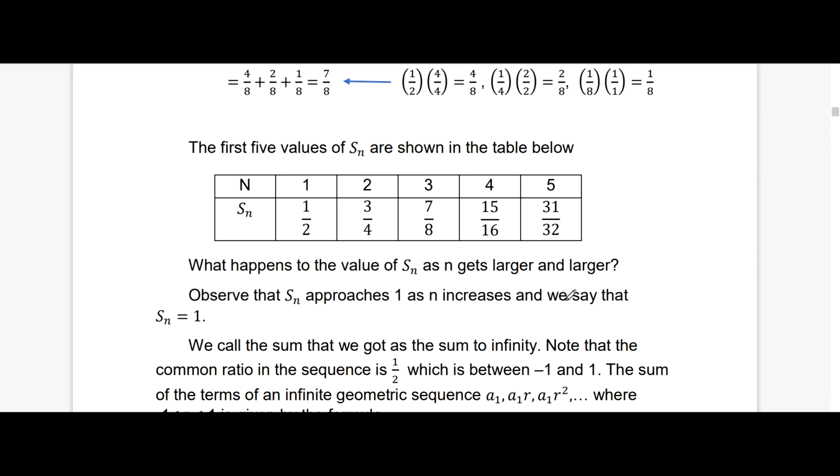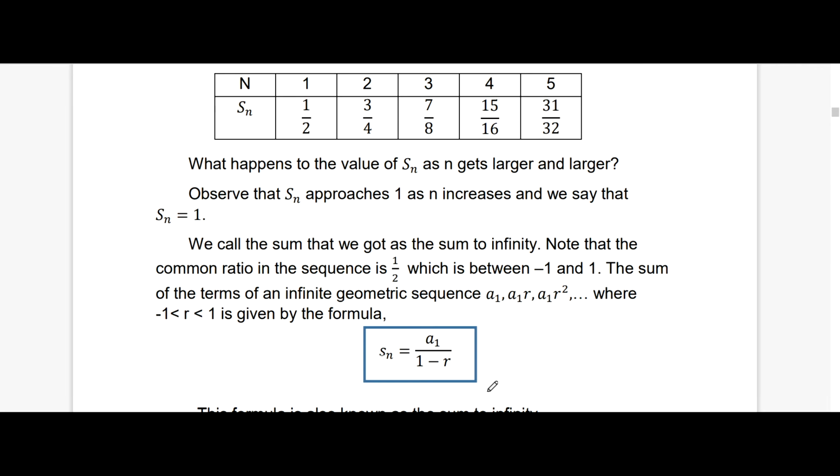Now, we call the sum that we got as the sum to infinity. Note that the common ratio in the sequence is 1/2, which is between -1 and 1. Ito ay applicable only for fractions yung common ratio. The sum of the terms of an infinite geometric sequence where r is less than 1 but greater than -1 is a sub 1 over 1 minus r.